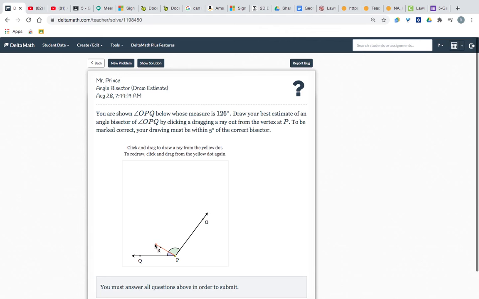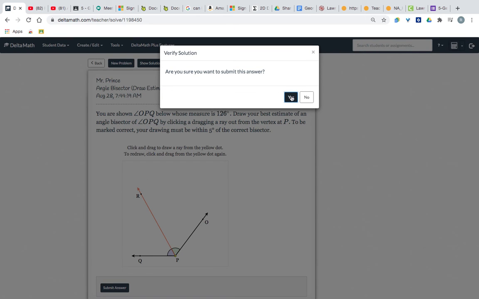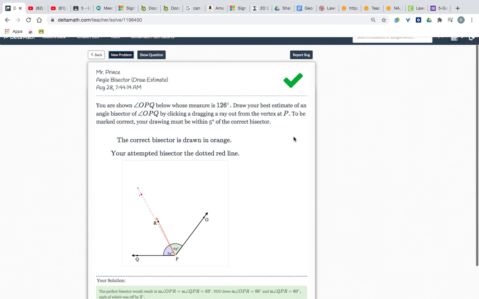Like if I'm down here, the green side's really a lot bigger than the purple. I want to split those in half as close as I can, just estimate. It's an estimation here. You got to be within 5 degrees to be correct, but it's still just an estimation. So I'm going to say that looks pretty good to me. Let's see what it looks like. Okay, and I got it correct.